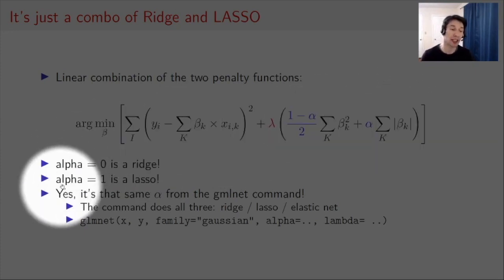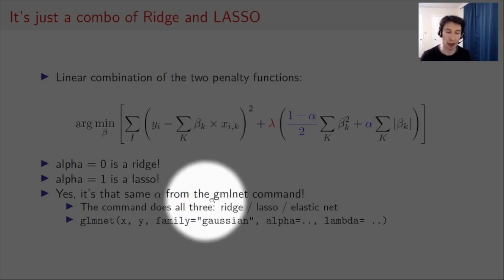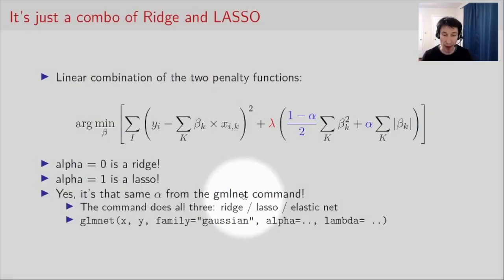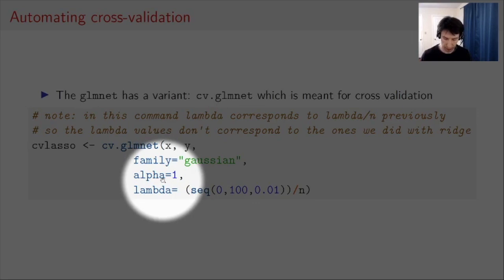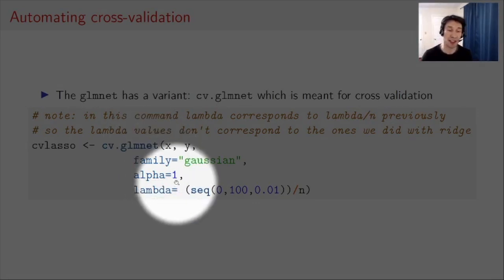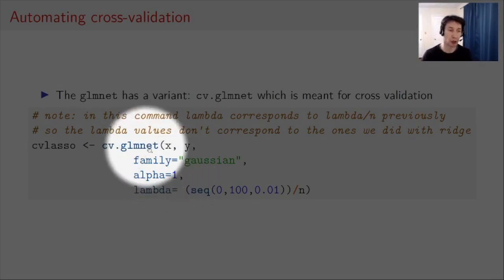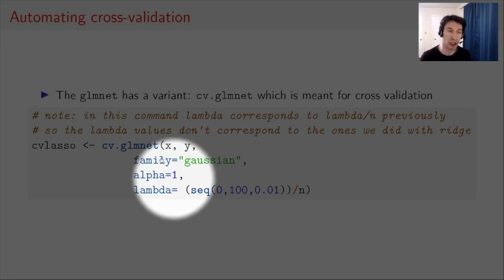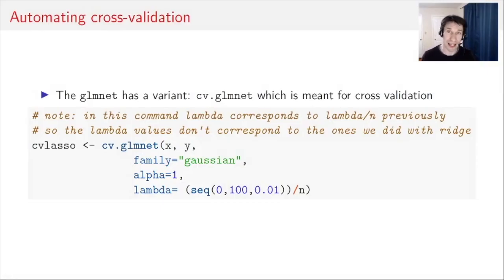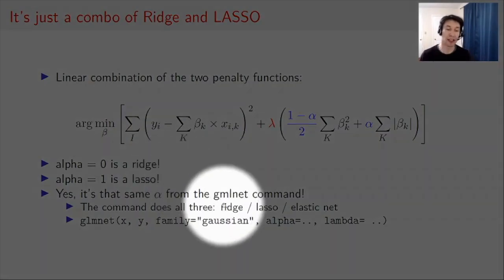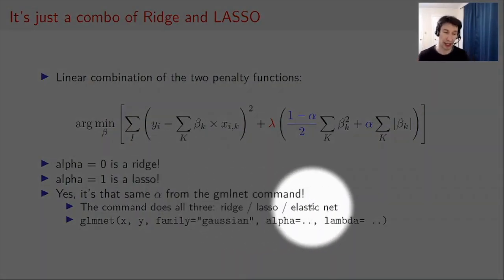And you might have noticed I told you earlier we had an alpha parameter in the glmnet command right here. This is exactly this alpha. You can set this alpha to 1 to get a lasso, you can set it to 0 to get a ridge, or you can set it to something between 0 and 1 to get an elastic net. So the glmnet command does all three: ridge, lasso, or elastic net.